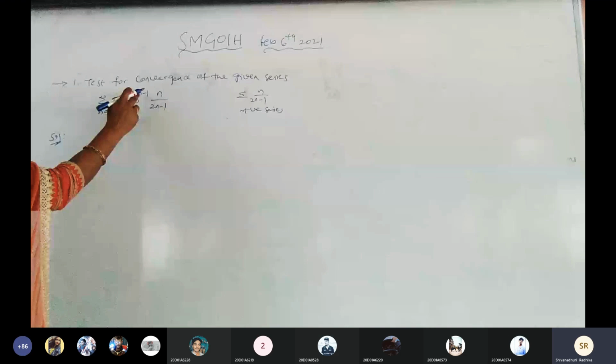This is the identification of the alternate series. Same function, I am going to write in the summation: n by 2n minus 1. This is a positive series because it does not have minus 1 to the power of n minus 1. Is it clear? Now, is this convergent or divergent?